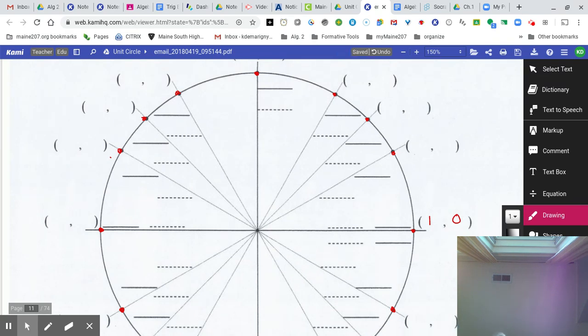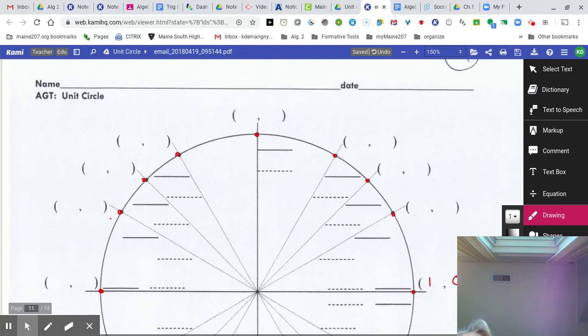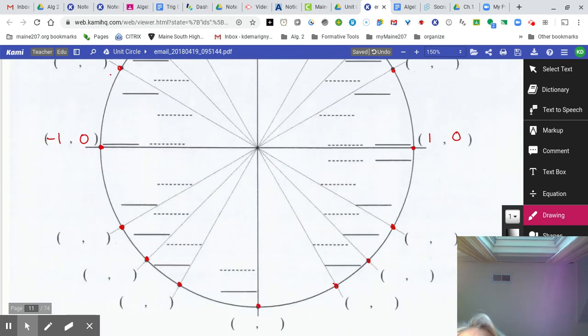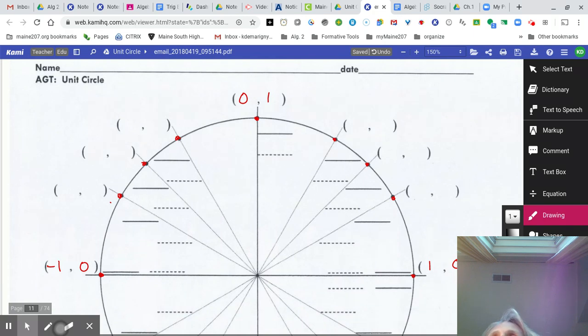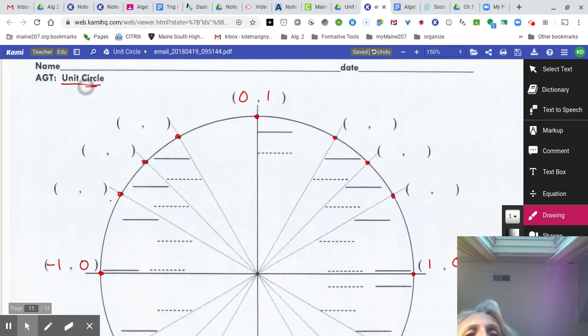So when you look at a coordinate plane, this is where the circle is drawn. If you went out to 1, 0, you went up to 0, 1. So this coordinate is 0, 1. You went out to negative 1, 0, and you went down to 0, negative 1. Those would be the 4 basic coordinates that you have on what is called the unit circle. It's a circle drawn with a radius of 1.